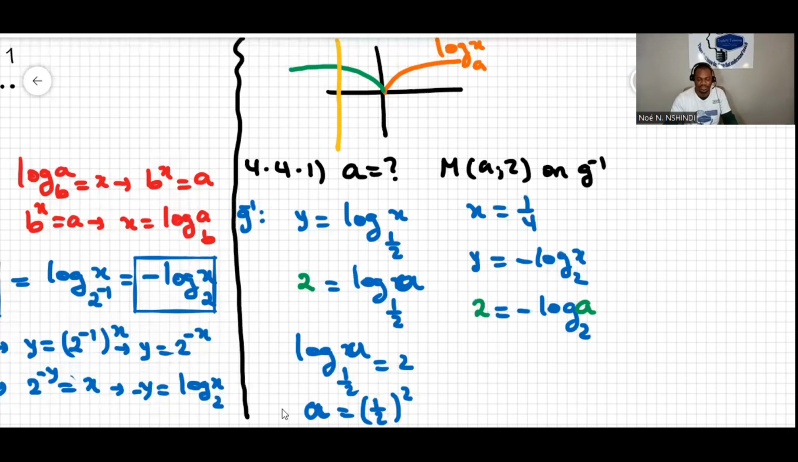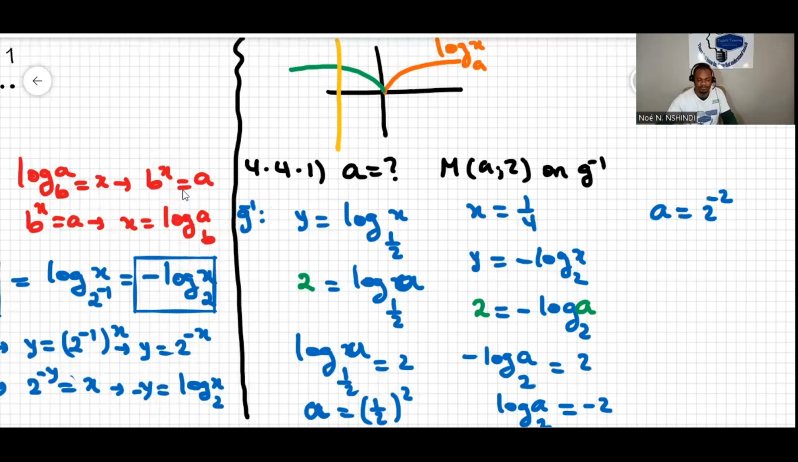So this will be, I prefer to keep the unknown on the left. So negative log A base 2 equal to 2. So if I move the negative sign over, that will become positive log A base 2 equals to negative 2. Now, this will mean that A equal to 2 to the power of negative 2, according to this formula.